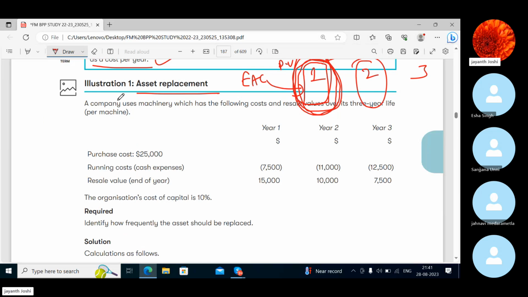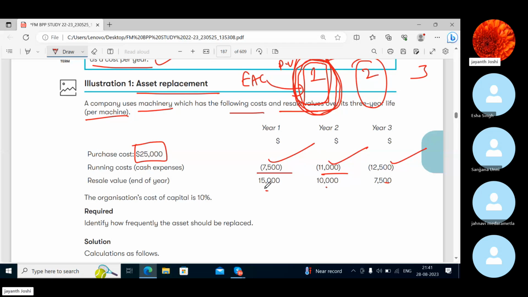So let's say a company uses machinery which has the following costs and resale values over the 3-year life per machine. If you are using the asset for the first year, these are the costs you're going to incur. Second year, this is the cost. If you're using it for 3 years, this is the cost. The purchase cost of the machine is $25,000 and this is the resale value.